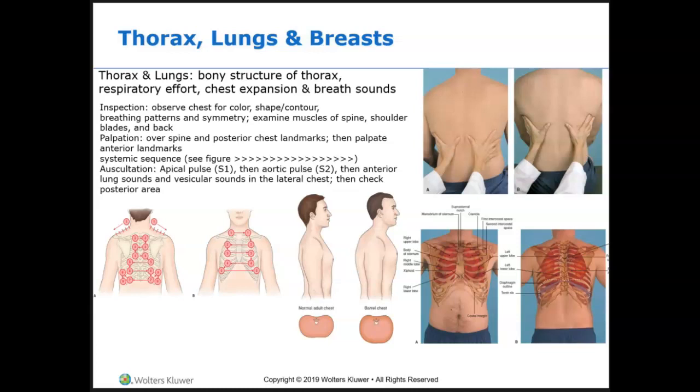So again, the transverse diameter should be greater than the anterior posterior diameter if the patient's healthy. Palpate over the spine as well as the posterior thorax to detect any areas of sensitivity, chest expansion during respirations, tenderness, muscle development, masses, vibrations, which could be indicative of fremitus, all of those things. Use the palmar surface of the hands to palpate the posterior thoracic landmarks in a sequential pattern as listed in the figure down on the far left. You're going to compare again, left to right, right?